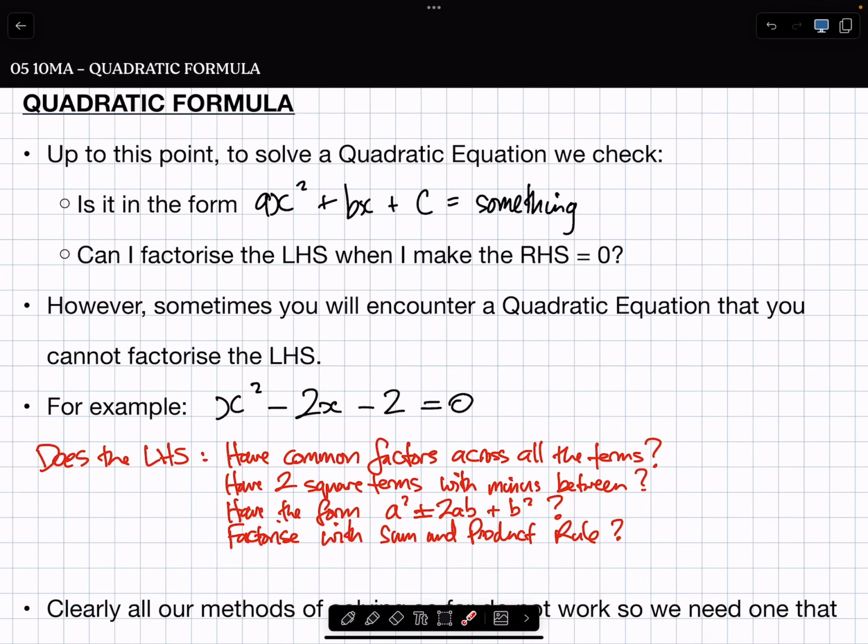Okay, let's review what we've done up to this point. Up to this point, what I've taught is how to solve a quadratic equation. Is it in this form? Ax squared plus bx plus c is equal to something. Can I factorize the left-hand side when I make the right-hand side 0?